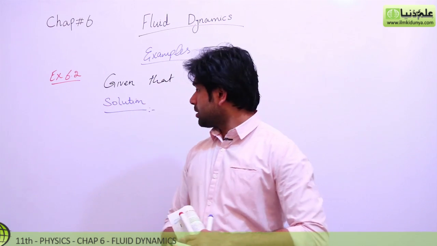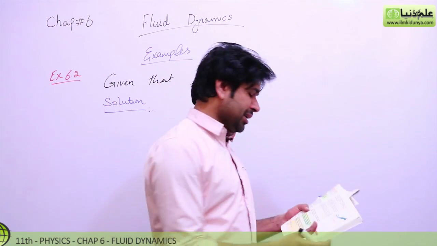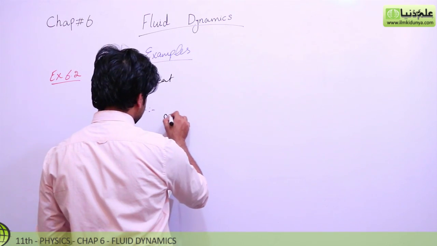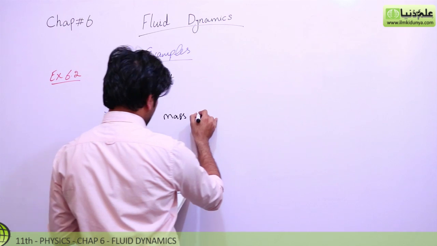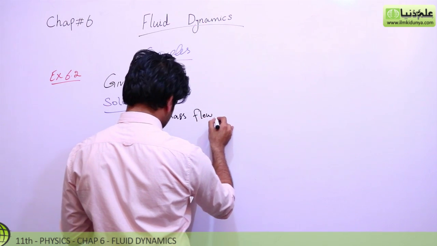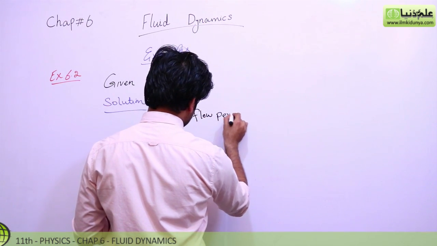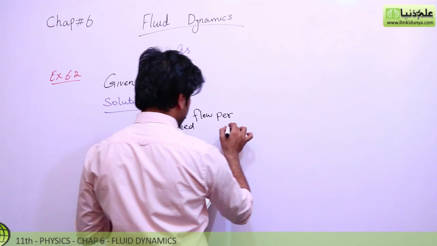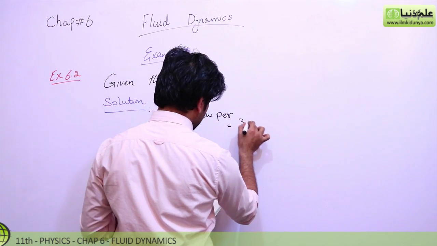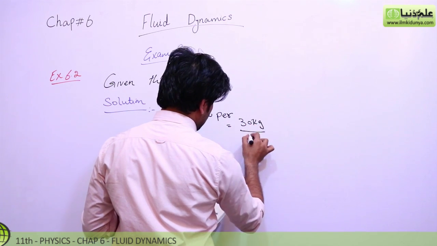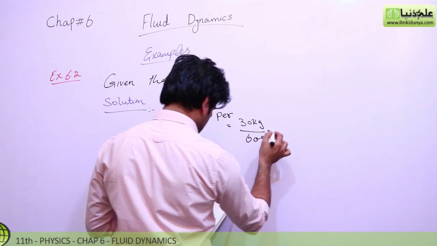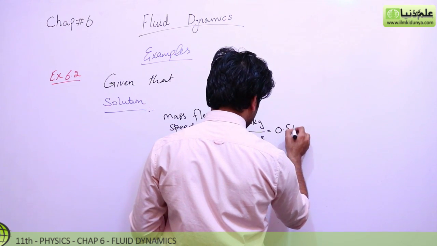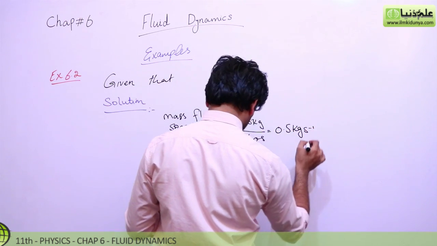Okay, solution, students, the solution of this numerical can be as follows. We have given the mass flow per speed. This is the given data in our numerical example, which is 30 kg per 60 seconds. So when we divide this, we can have 0.5 kg per second.